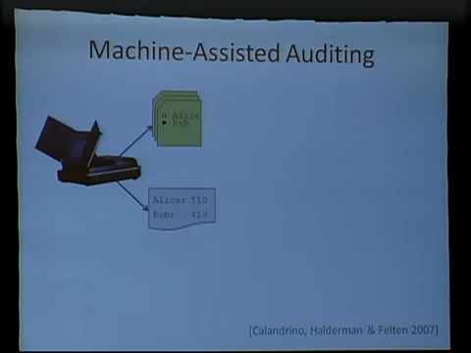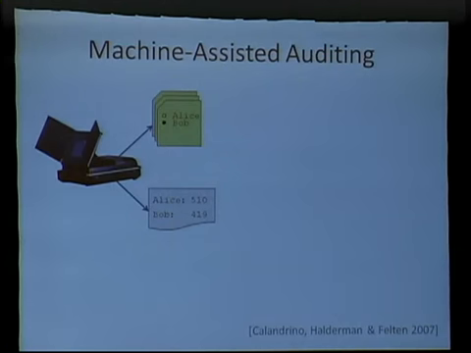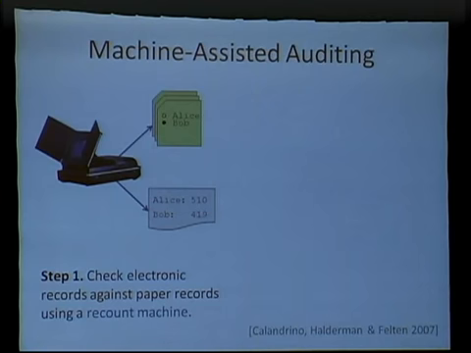In recent research, Ed Felten, Joe Calandrino, and I propose a new method for doing this that does so by bringing computers back into the audit process. So what we do is we start with a voting machine that puts out paper records and electronic totals. The paper ballots all look the same, except that the votes marked on them are different. The first step of our process is to check that the electronic records match the paper records using something we call a recount machine.